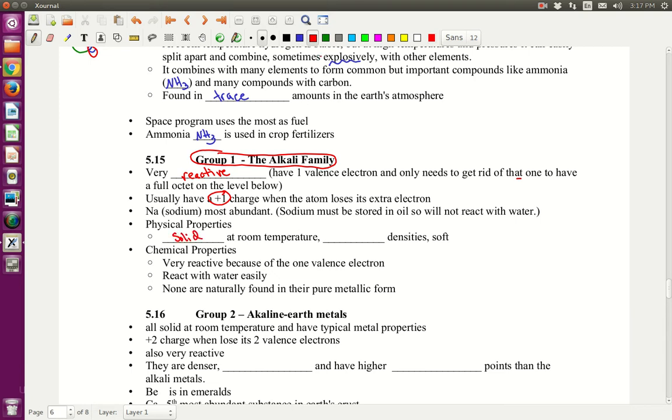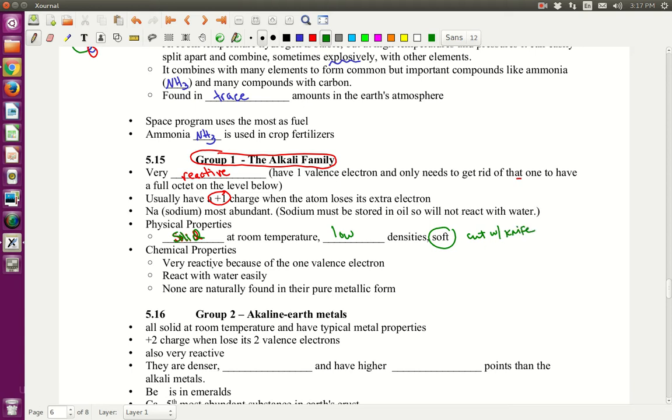And let me change that color. You don't have to memorize this particular thing. They are solid at room temperature, and they have low densities, and they're very soft, super soft. You can cut them with a knife, okay? Like sodium can be cut with a knife.